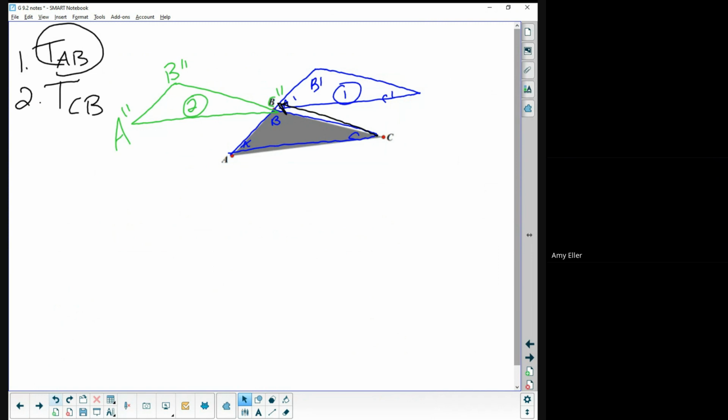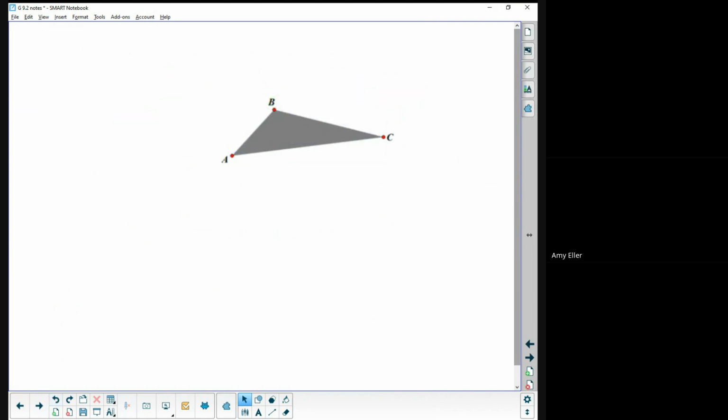Okay. Take your patty paper and go ahead and start tracing, labeling, and cutting out the trapezoid. You're done with that triangle.